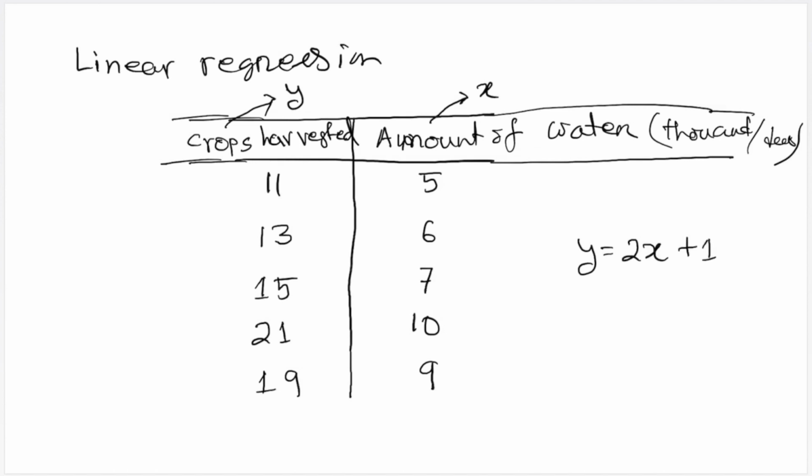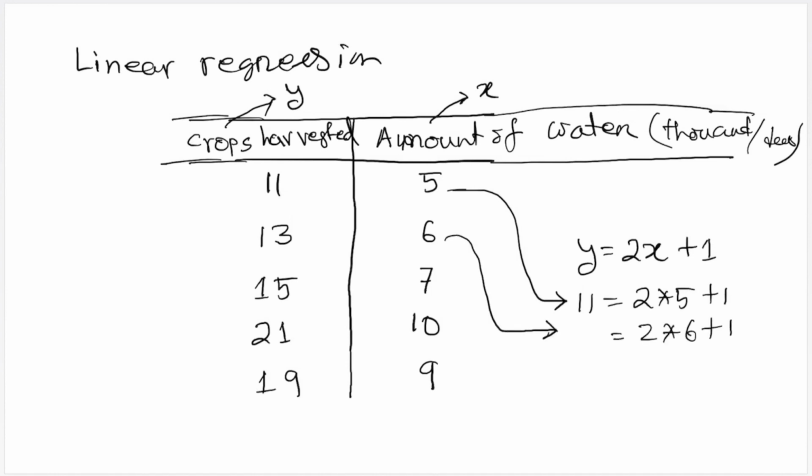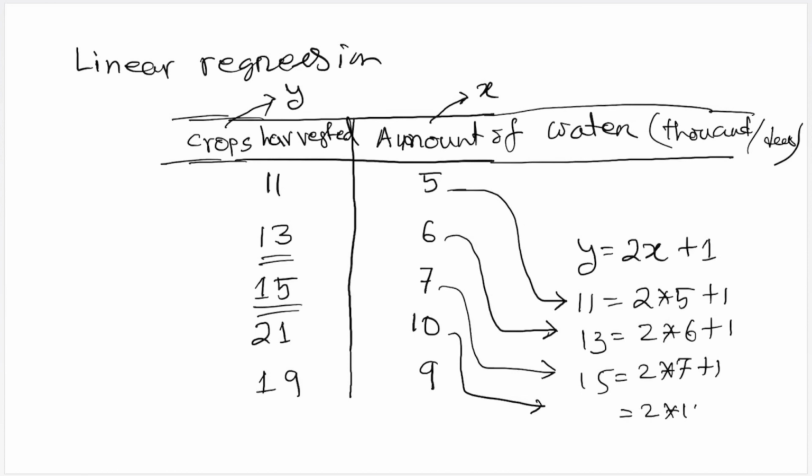Notice that for this 5, 11 is equal to 2 times 5 plus 1. For this 6, 2 times 6 plus 1 is 13, so Y here is 13. For 7, you have 2 times 7 plus 1, which is 15, so you have 15 here. Then for 10, you have 2 times 10 plus 1, which is 21. Then for 9, you have 2 times 9 plus 1, which is 19, and 19 is here.